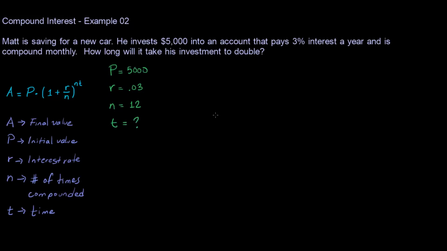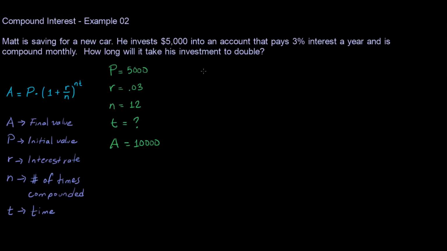Now the thing is, we are requested to find the time when his investment will be doubled. In this case, that is to say, we have to find the time when the final value A will be double the initial value. In this case, A will have to be equal to 10,000. There it is. Now, with this in mind, we can just use our nice formula we have here.